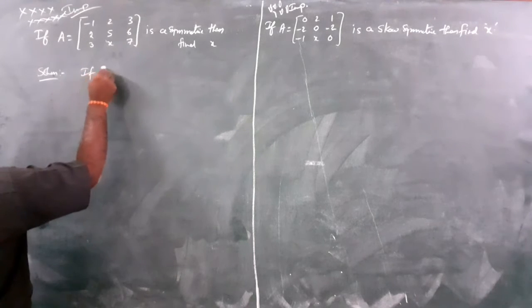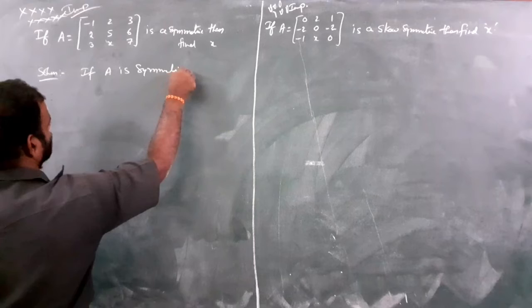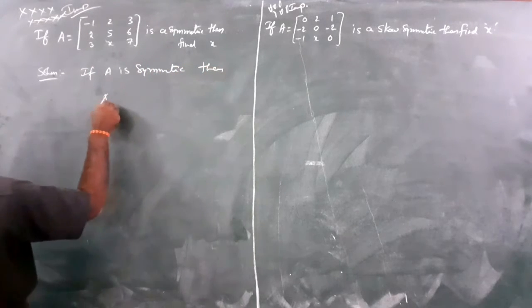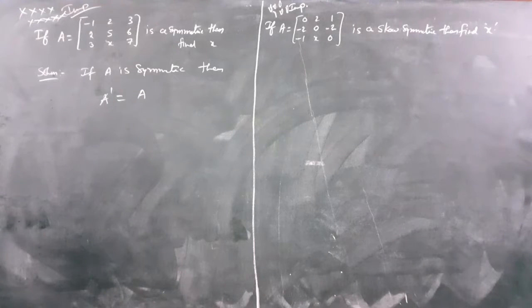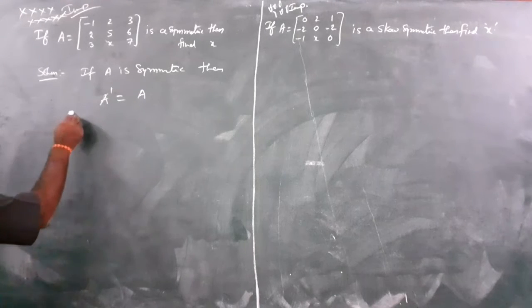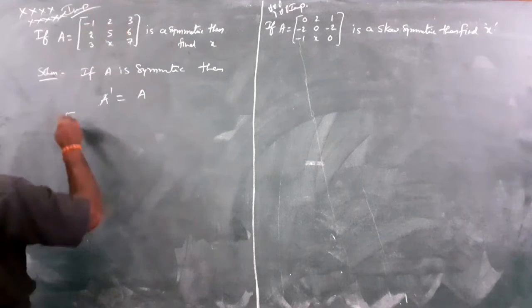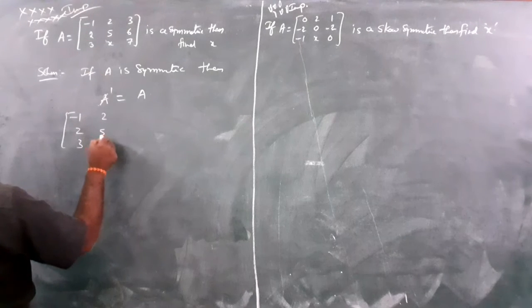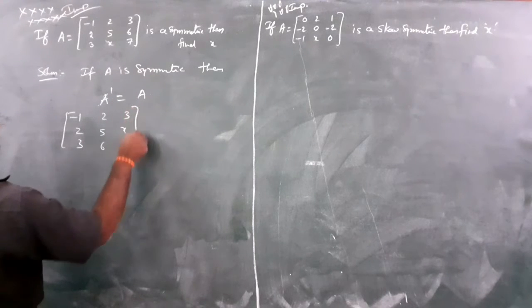If A is symmetric, A కనుక symmetric అయితే then what is the condition, you know? A dash is equal to A. Then what happened? A dash is equal to A. So what is A dash? You have to write A dash here. A dash means this row becomes a column. First row becomes first column, second row becomes second column, third row becomes third column.